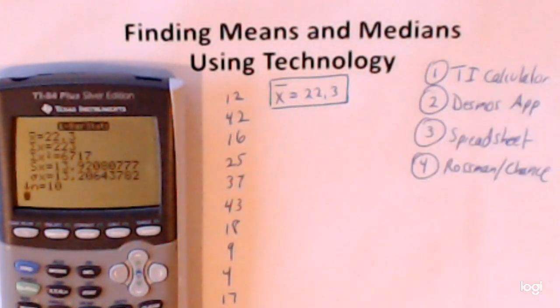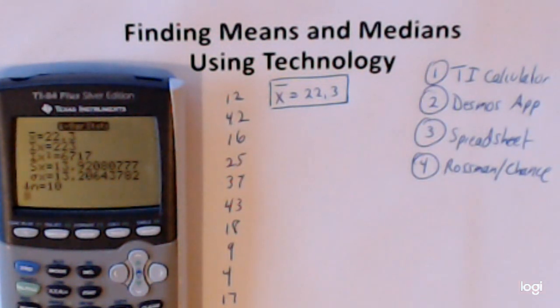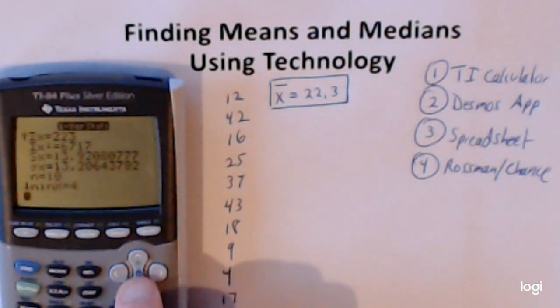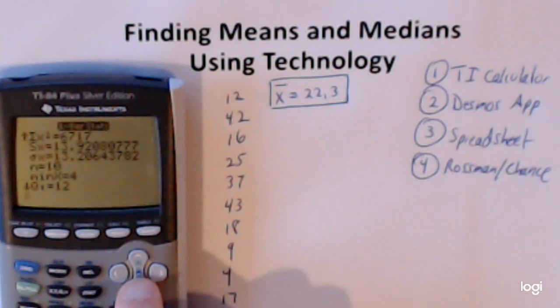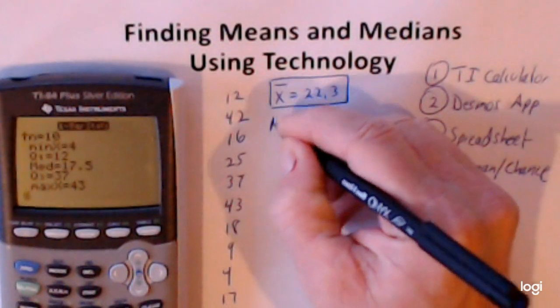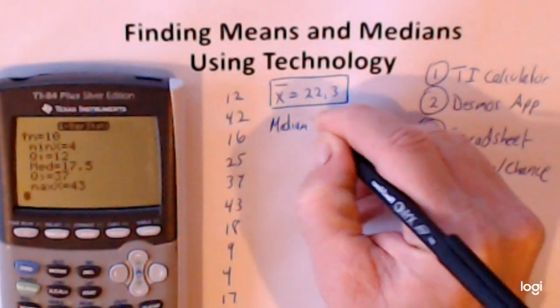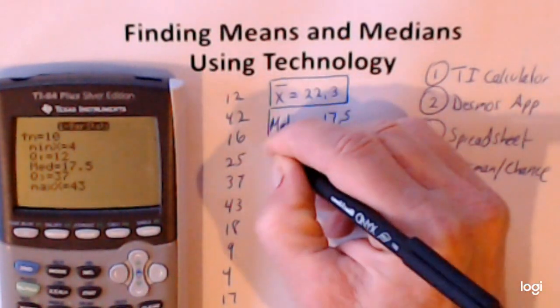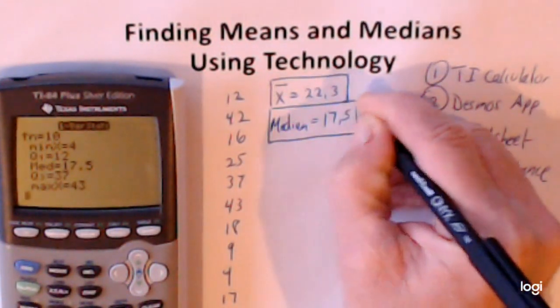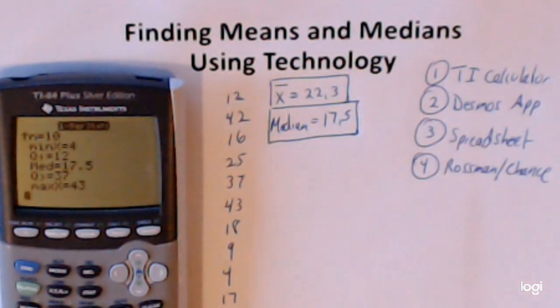Okay, now there's lots of other information here. Some of this will be really useful when we're working with measures of spread, the standard deviation and the quartiles. Those will show up too, but rolling down, Sx is the standard deviation. We'll use that later. It tells us n equals 10. That's our number of observations. And then just still going down, there's my median. My median is 17.5.